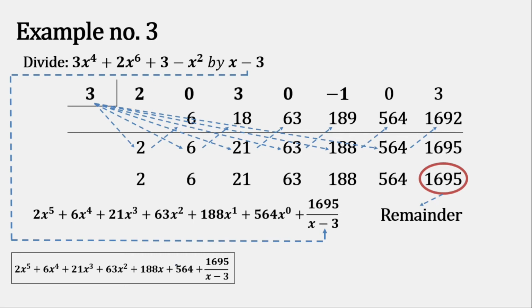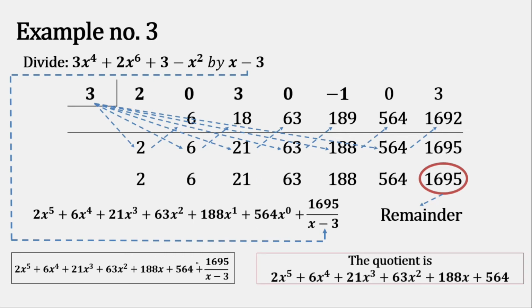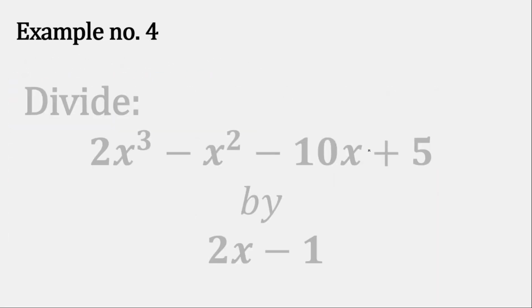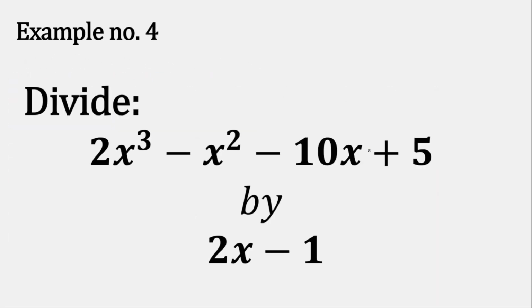But the question is, what is the quotient? Now, if the quotient is what we need, all we have to do is to write this and do not include this, the remainder over the divisor. So this is our answer. Number 4, divide 2x cubed minus x squared minus 10x plus 5 by 2x minus 1.